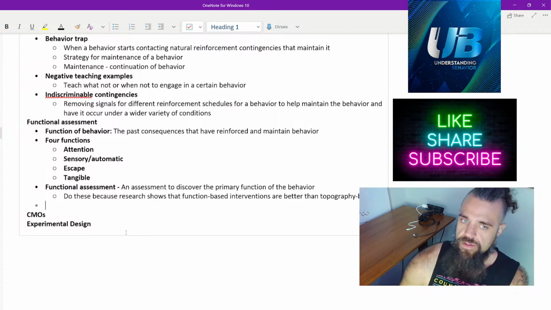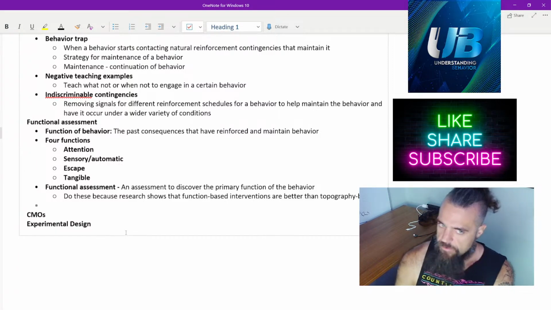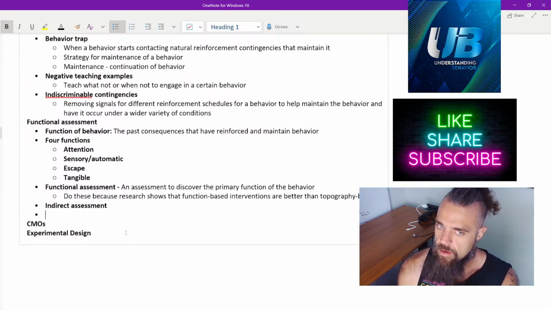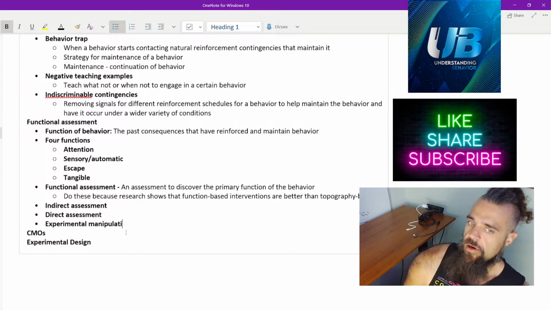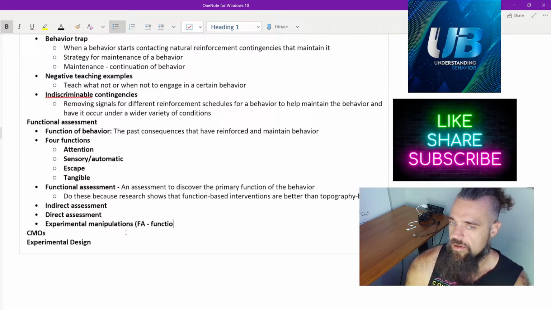Cool. So functional assessment, we can get pretty deep here. It involves 3 different components. So we have our indirect assessment, direct assessment, and then experimental manipulations. And you may have also heard this category called our FA, or functional analysis.